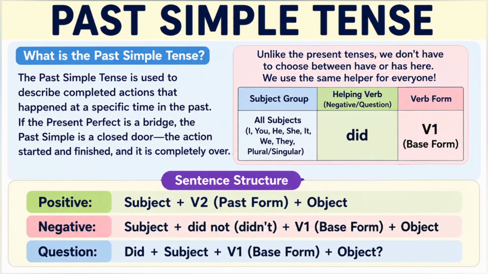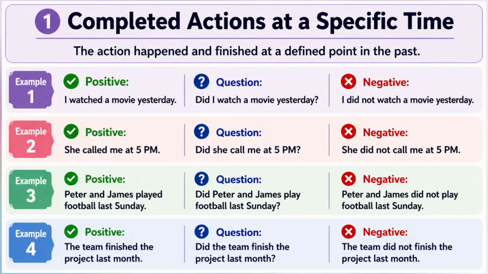Now let's learn the sentence structure. For positive sentences, the structure is subject plus verb 2 plus object. For negative sentences, the structure is subject plus did not or didn't plus verb 1 plus object. For questions, the structure is did plus subject plus verb 1 plus object. Remember, in positive sentences we use verb 2, but after did, we always use the base form, which is verb 1.